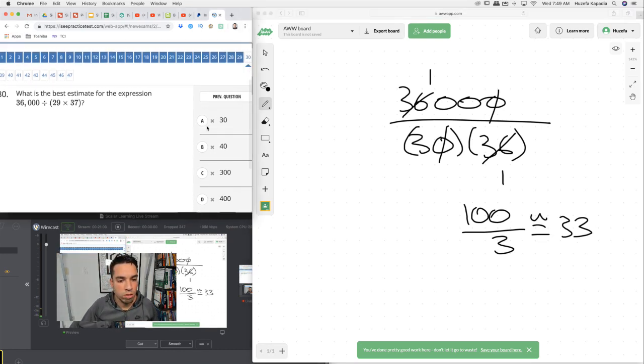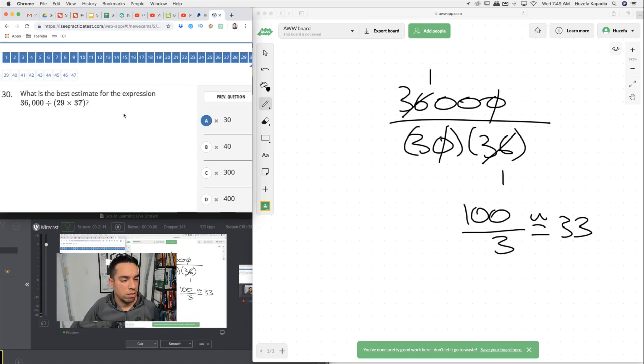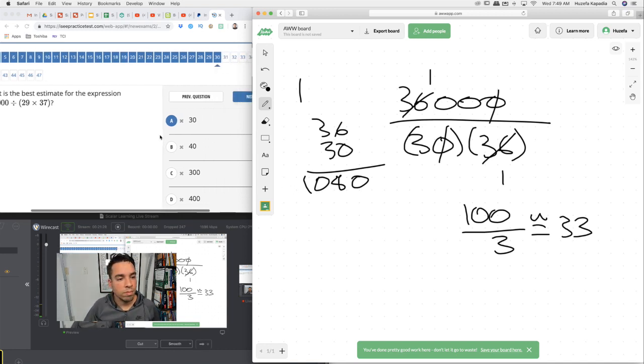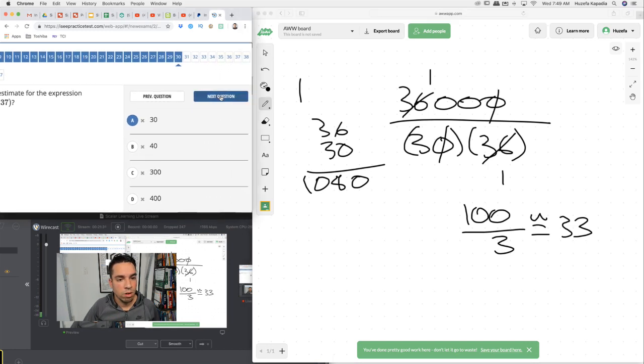33.3, which is closest to 30. That's pretty good, I guess. Let me just think. Hold on. 30 times 36. 1,080 times 30. It's about right. Okay. It's a pretty rough estimate.